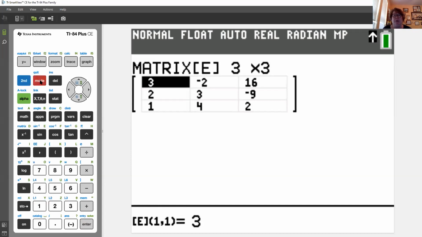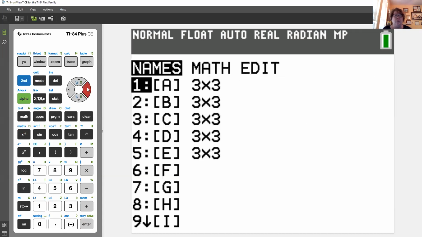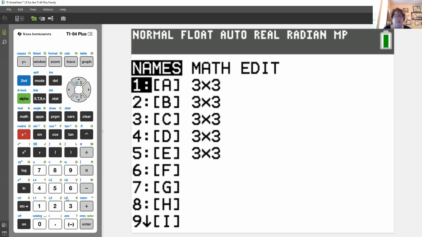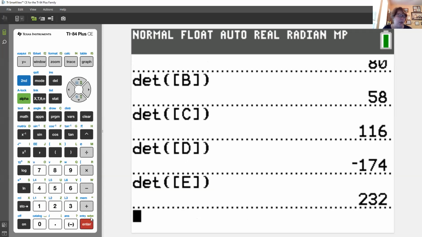So I'm going to exit by doing a second quit. Go back in, go to the math menu. Number 1 is determinant. Then I'm going to find the determinant of E. Go back to my matrix menu. E is number 5. And I get 232. So I'm going to write that down. All right, so let me go back to my PowerPoint.